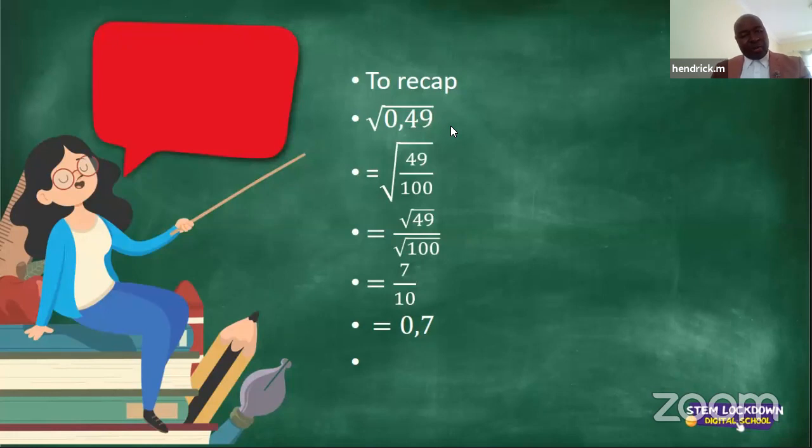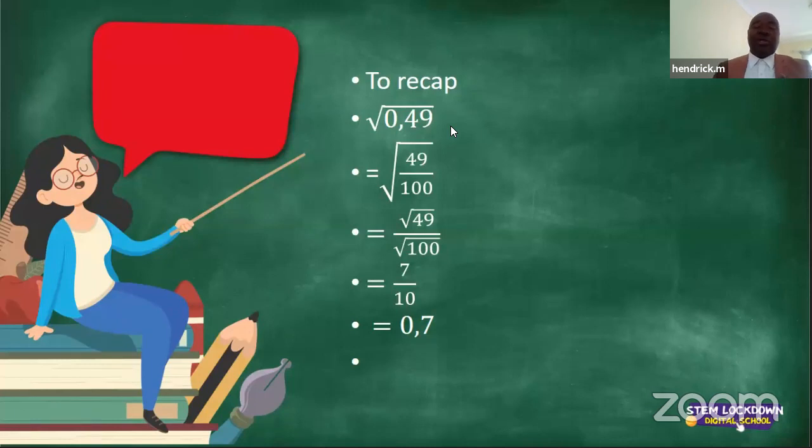Similar to the example we have just done, the numerator and the denominator will each assume its own square root. This means it will be the square root of 49 divided by the square root of 100. The square root of 49 is 7, and the square root of 100 is 10. Then you can take back your fraction, which is now 7 over 10.